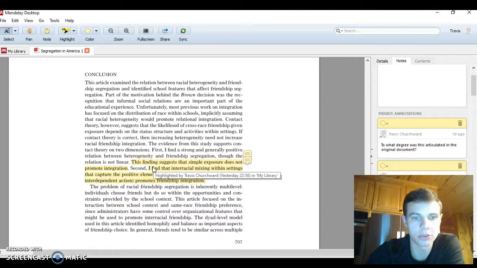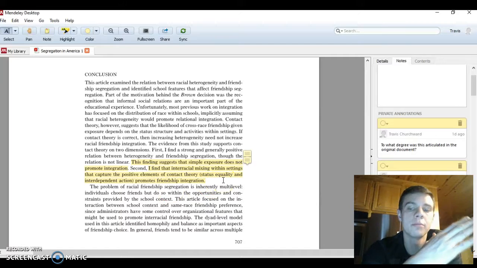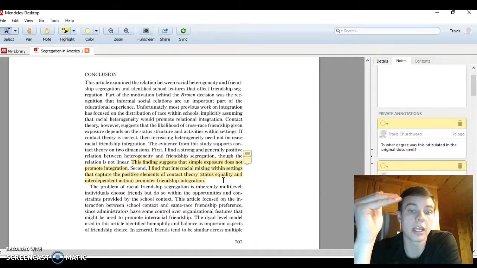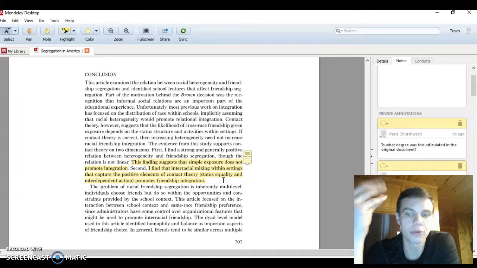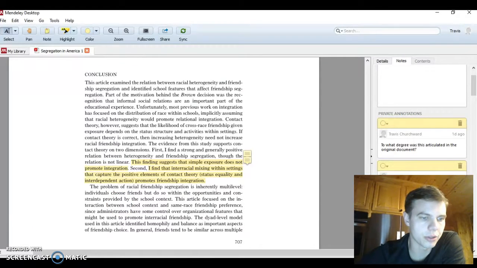So they found that interracial mixing within settings capture positive elements of contact theory. So basically people of different races would have to be as equal in status as possible and interdependent upon each other through team cohesiveness on a sport or drama or play or classroom, and that would promote friendship integration.